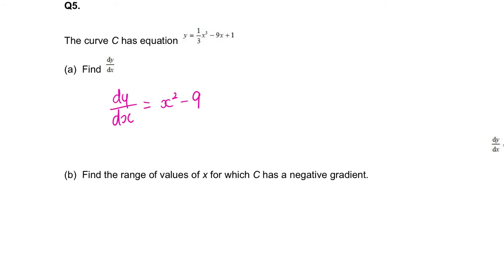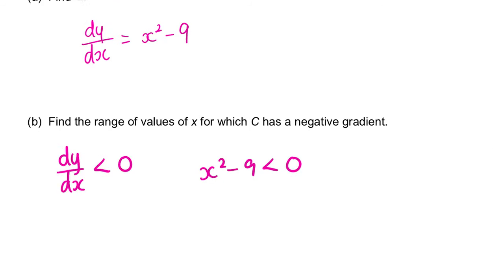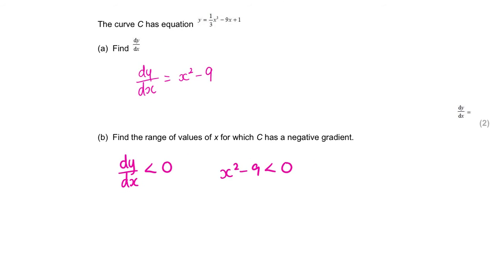Then it says, find the range of values of x for which C has a negative gradient. So that means our gradient function needs to be less than 0, because that's negative, right? So x squared minus 9 needs to be less than 0. It's an inequality now, because we want to know where the gradient is negative. The gradient is negative when the gradient function is less than 0. Now, x squared minus 9 is a difference of 2 squares. So this is saying when x minus 3 and x plus 3 is less than 0.